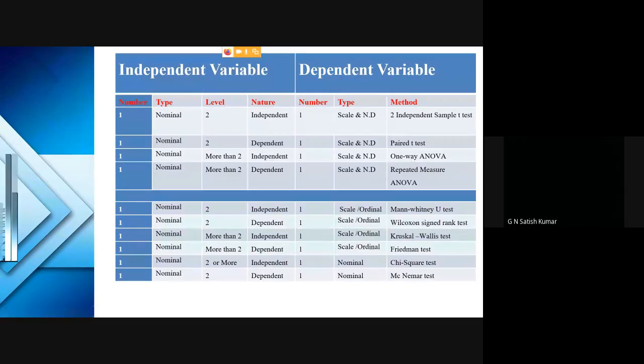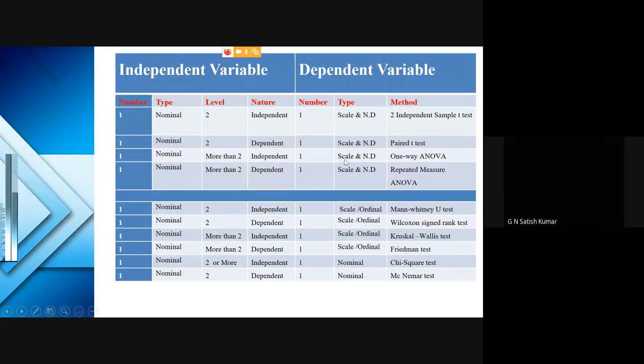When there are more than 2 levels, we use one-way ANOVA. Last day we discussed that if there are exactly 2 levels, we use a t-test, and if it is more than 2 levels, we use one-way ANOVA. In the same way, if you have exactly 2 levels, we use the Mann-Whitney U test, and if it is more than 2 levels, then we use the Kruskal-Wallis test. In simple terms, where we use one-way ANOVA in parametric tests, we use the Kruskal-Wallis test in non-parametric tests. Is it okay?